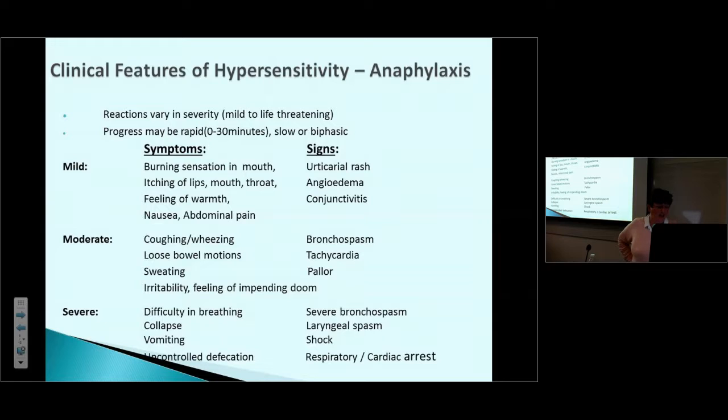And actually, I have seen loose bowel motions. Don't see it that often, but I have had one patient where it went down further, and they actually had uncontrolled vomiting. And once they stopped the vomiting, they went into uncontrolled bowel motions and ended up going to the toilet several times. At the point that the reaction becomes severe, they can have stridor, difficulty breathing, laryngeal spasm, and then start to go into shock and respiratory cardiac arrest.